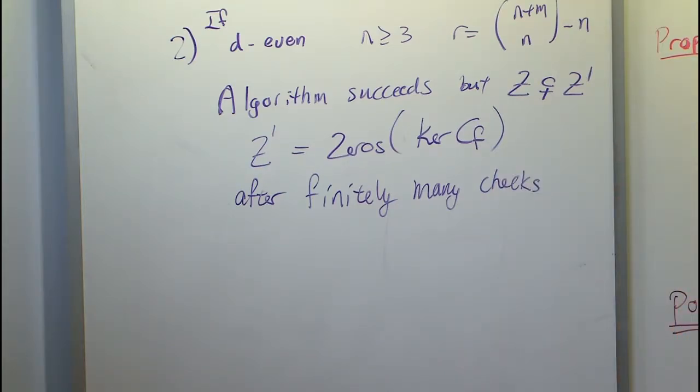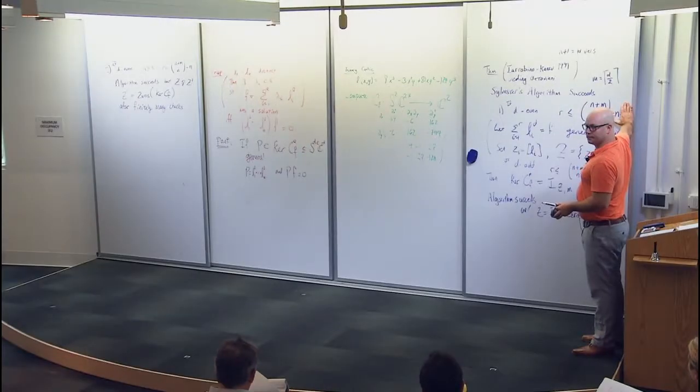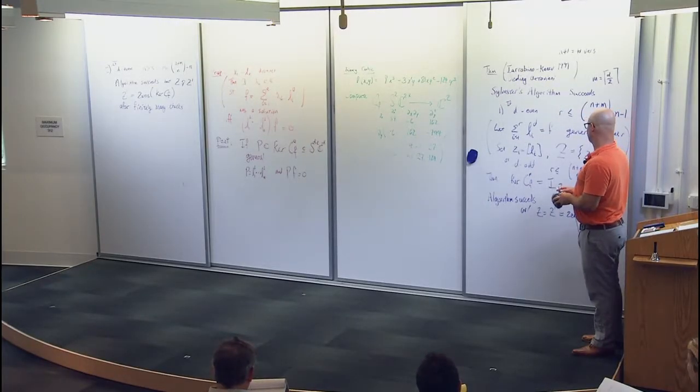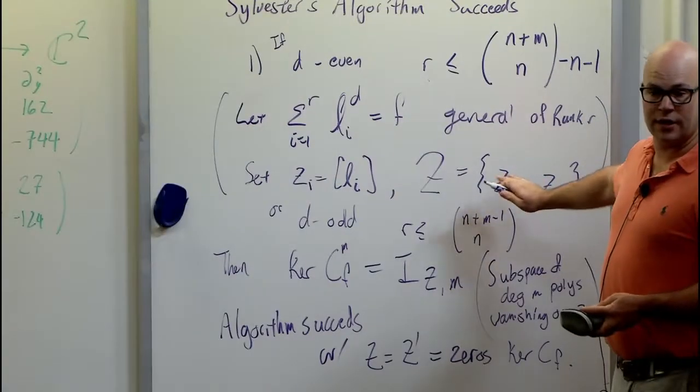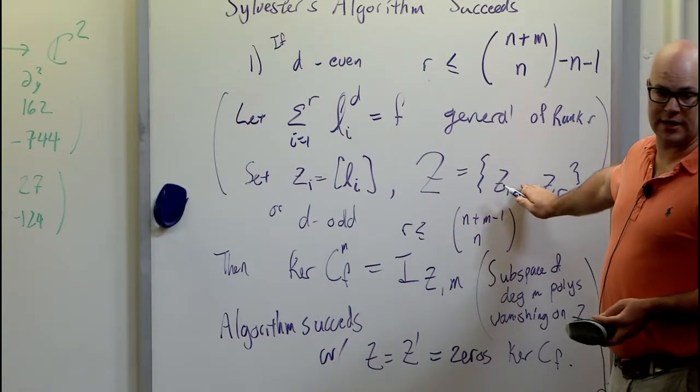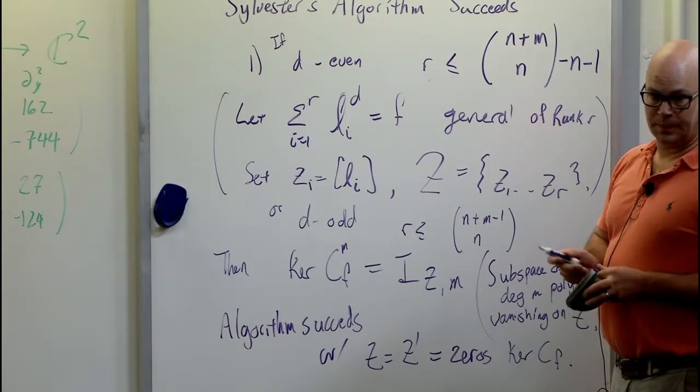Okay. That never happens in this first case? If R is less than this number? So I'm taking away the 1, right? But in this case, you exactly get the same number of points in the zero set as the number of forms, as R. Yeah.